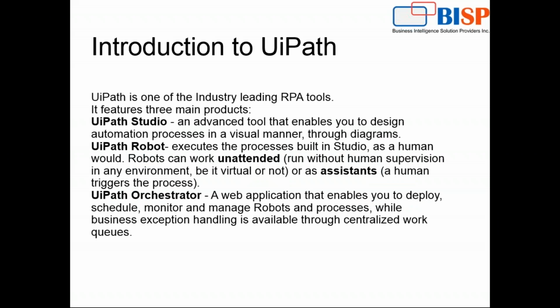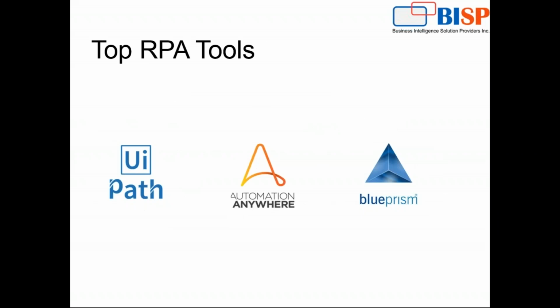Let's start with the introduction of UiPath. It is one of the industry-leading RPA tools, and the reason why it is being adopted more and more is that it offers a community edition for people to learn. The other two tools, Automation Anywhere and Blue Prism, are strictly enterprise tools, and you won't be able to get a community edition in these two tools.